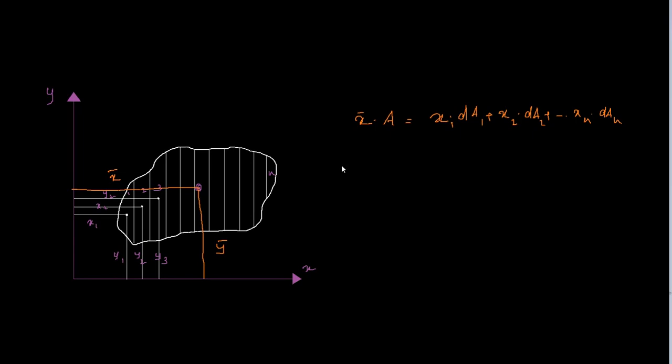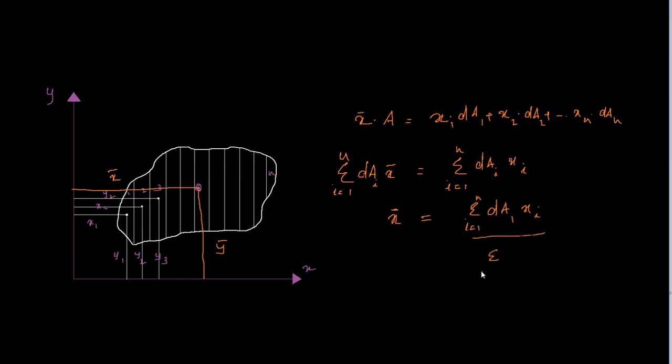So again, you can change that equation as summation i equals 1 to n of dAi x bar is equal to summation i equal to 1 to n of dAi xi, or you have x bar is equal to summation i equal to 1 to n of dAi xi over summation i equal to 1 to n of dAi.